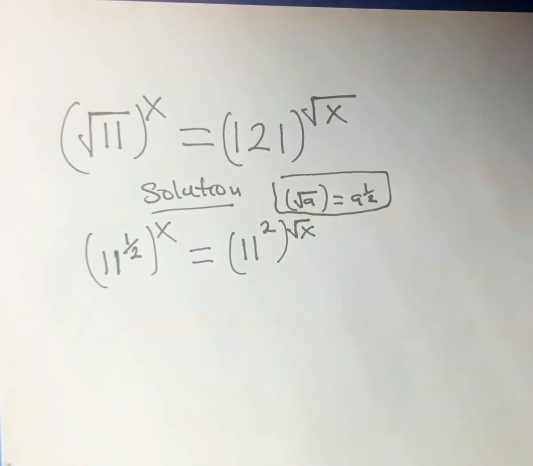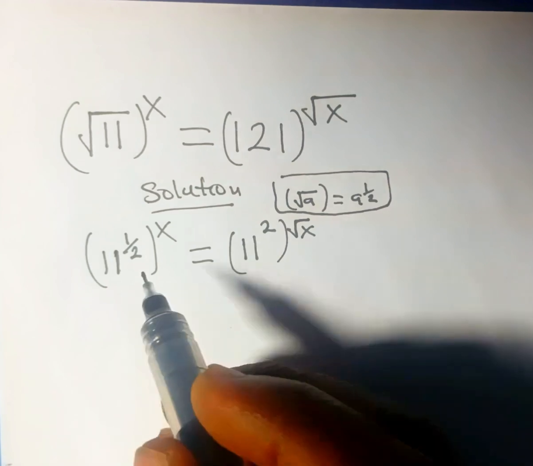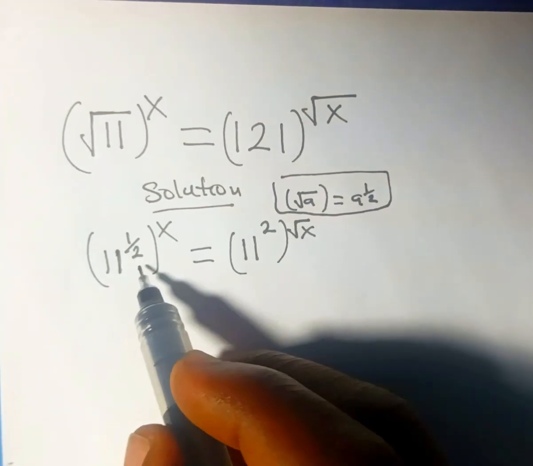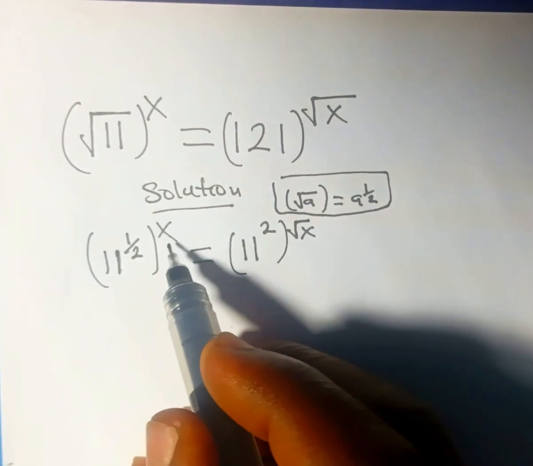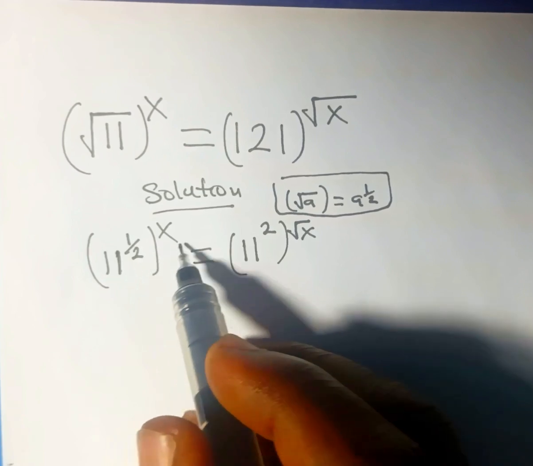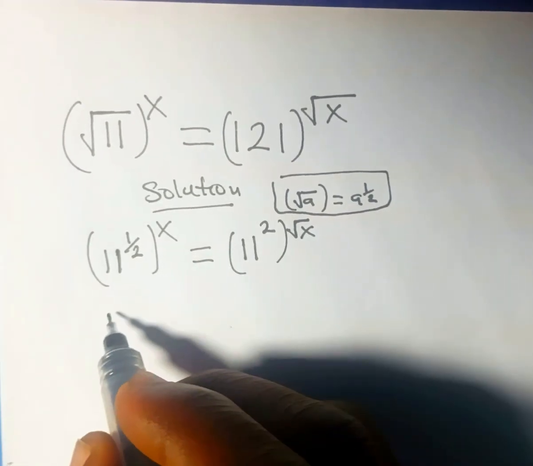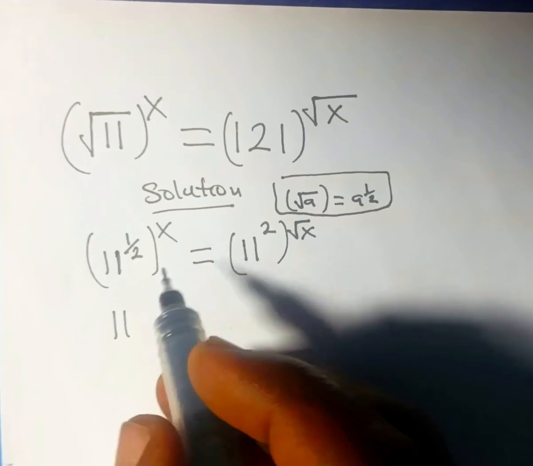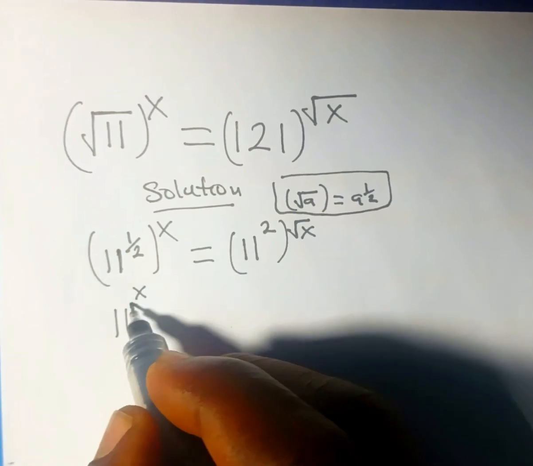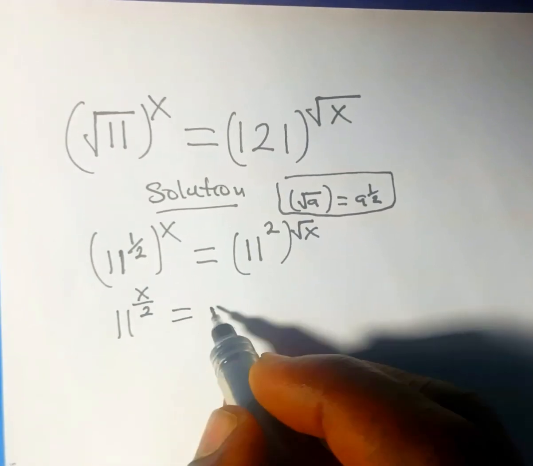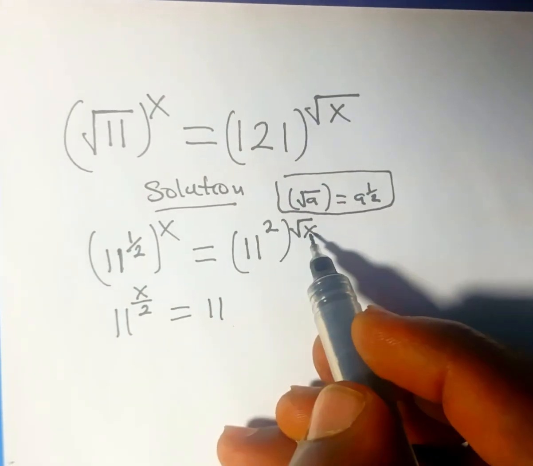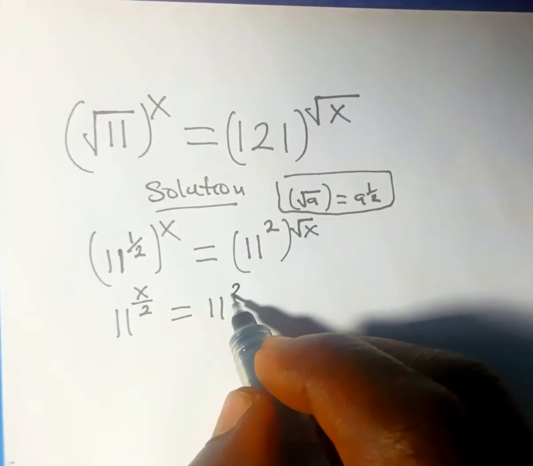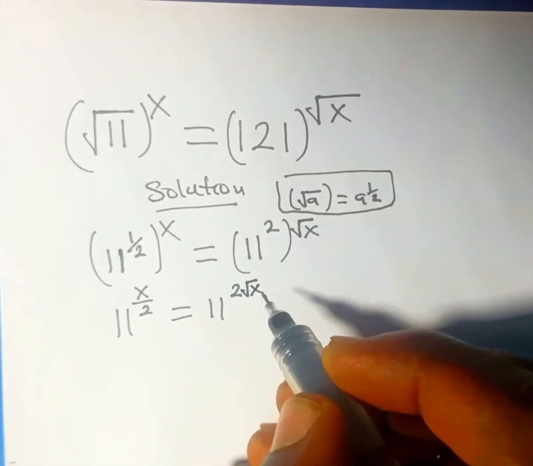So now the next step is to recall the power property. Since we have 11 to the power of 1 over 2 all raised to another power, we are free to multiply the two powers together. So we're going to have 11 raised to the power of 1 over 2 multiplied by x, which gives us x over 2, which is equal to 11 to the power of 2 multiplied by square root of x, which is the same as 2 square root of x.